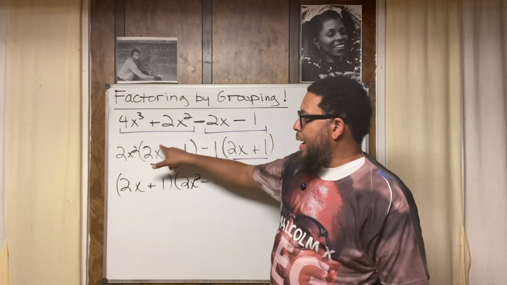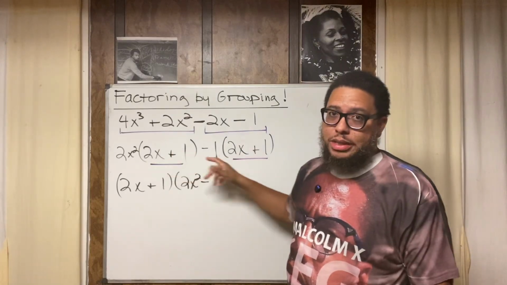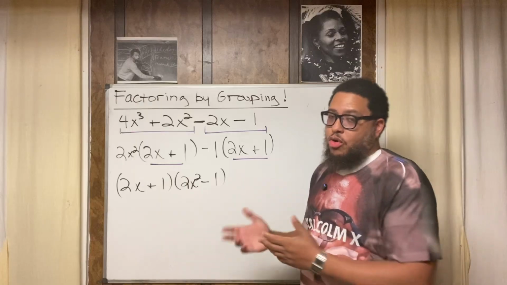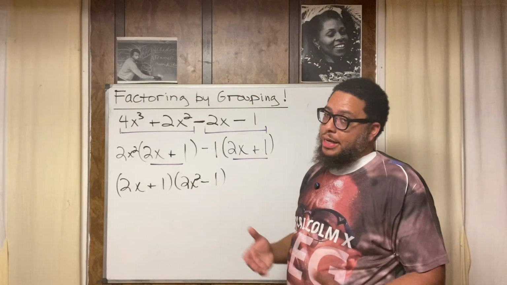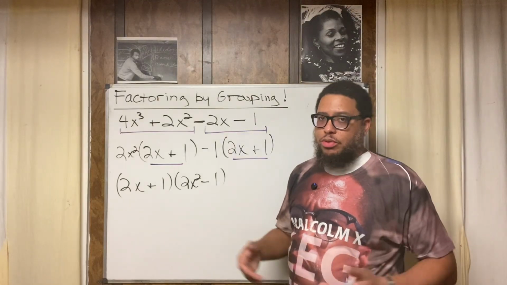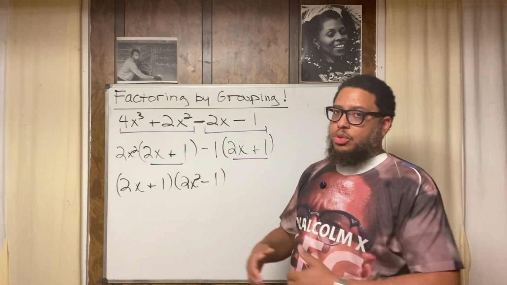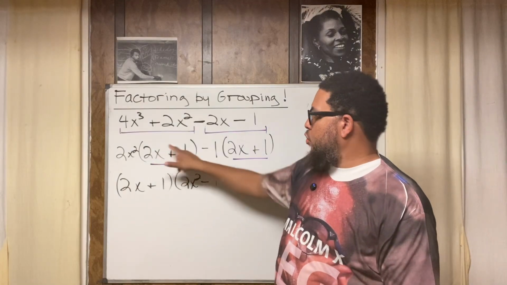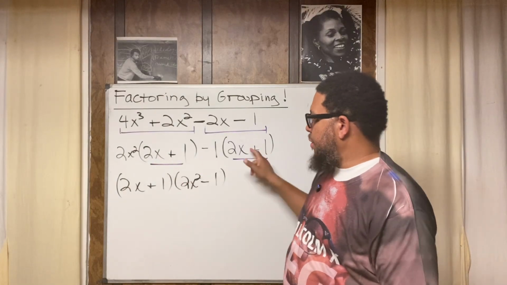But as long as your binomials are identical, your binomials got to match up. If your binomials don't match up, then you either did something wrong or maybe it can't be factored this way. And that's a possibility too. Not everything is factorable. We call that irreducible. If it's unfactorable, it's irreducible. But in the event that your binomials are identical, that means that it can be factored.